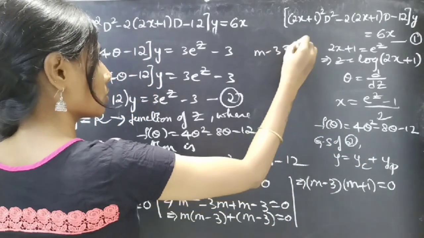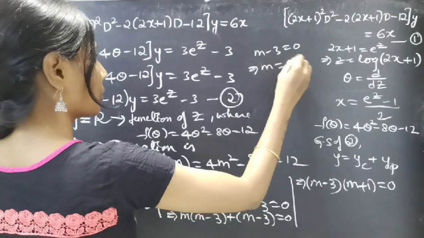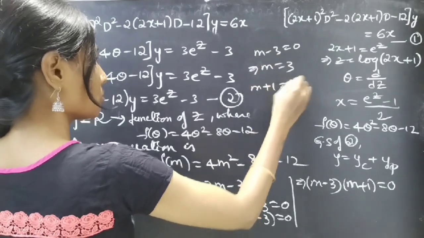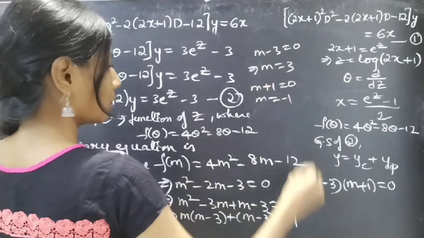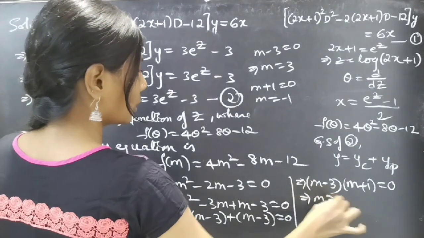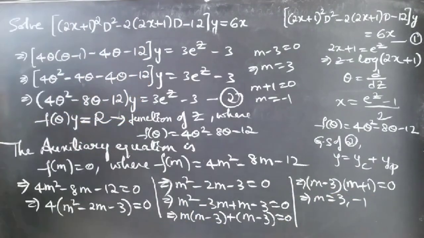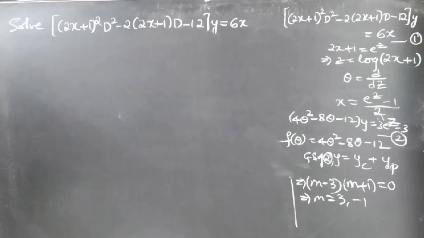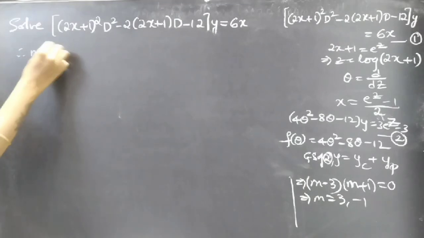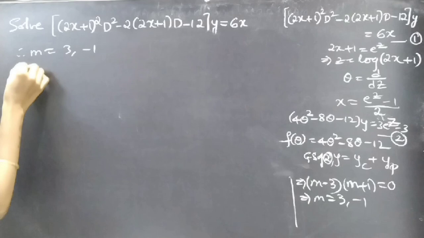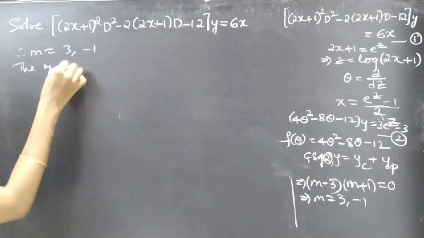Now equate each factor to 0. When m minus 3 equal to 0, m equal to 3, and when m plus 1 equal to 0, m equal to minus 1, right? This gives us m equal to 3 and minus 1. The roots are real and distinct.